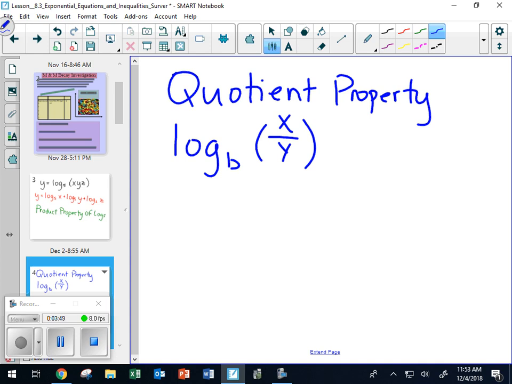If I think about the product property, we said that our product property translated from the product to addition. So if we're starting with division, what do you think it will translate to? Subtraction. If you said subtraction, your instincts are right. If we have log base b of x divided by y, that'll just tell us that you will have log base b of x minus log base b of y.